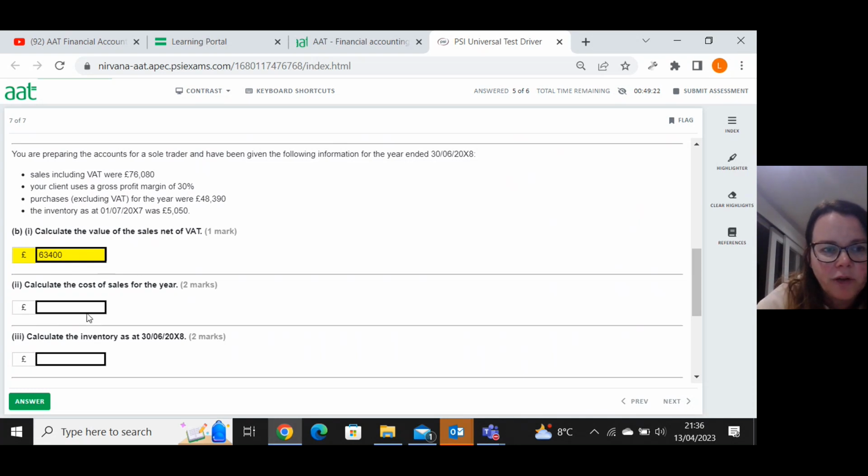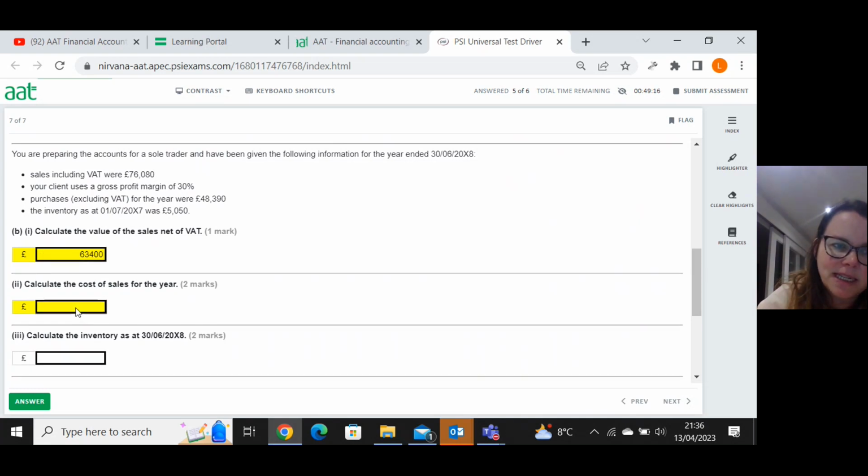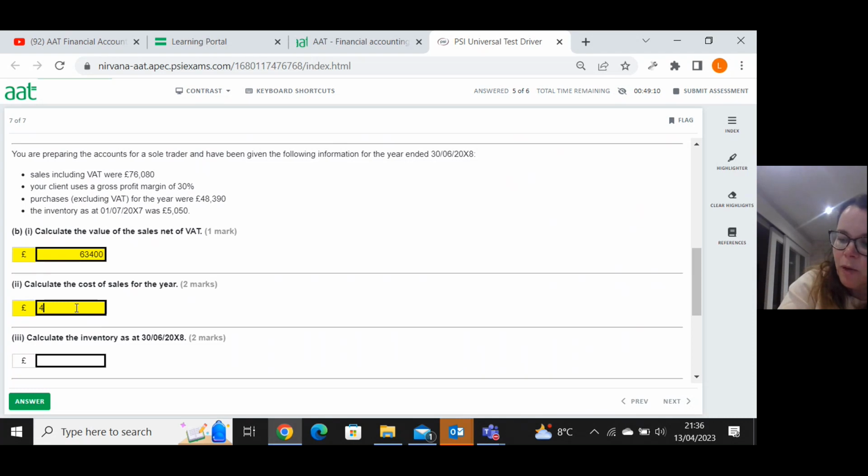Now I want to know what the cost of sales is. So if the profit's 30 and the sales is 100, the cost of sales is 70%. So I'm going to times my 634 by 70, which gives me 44,380.